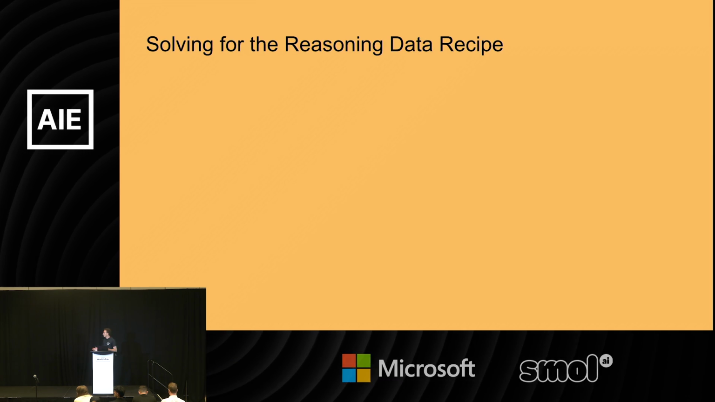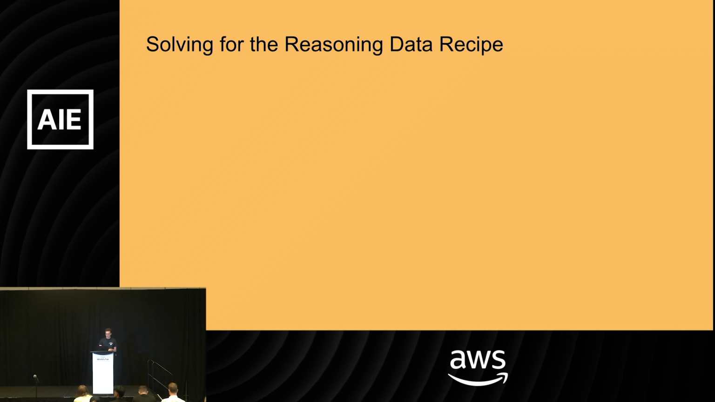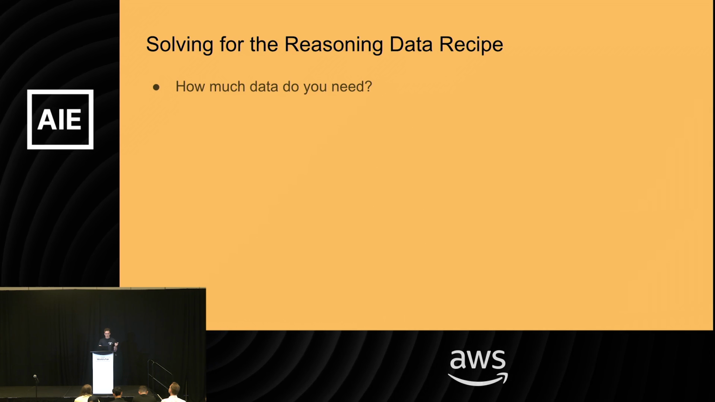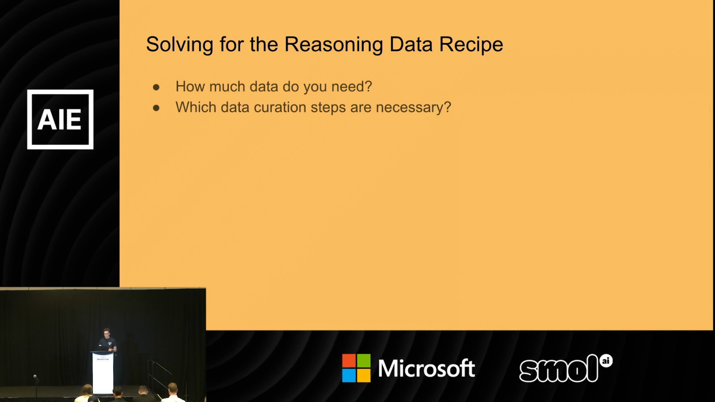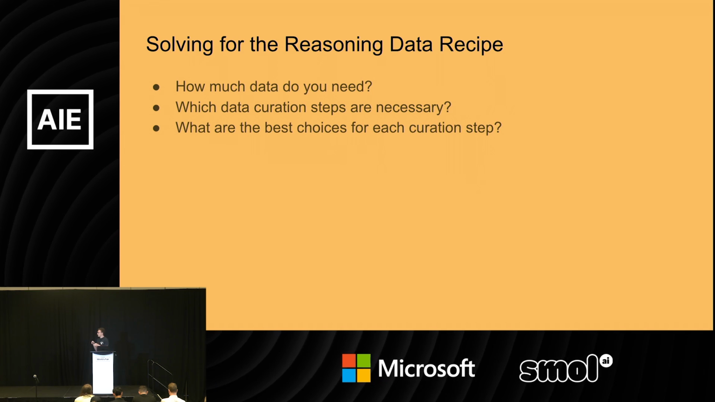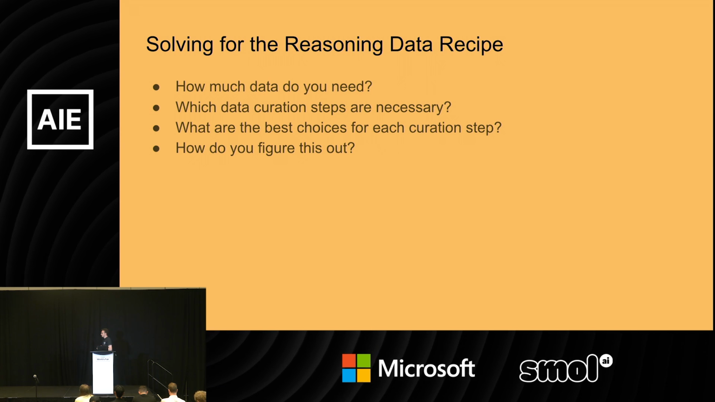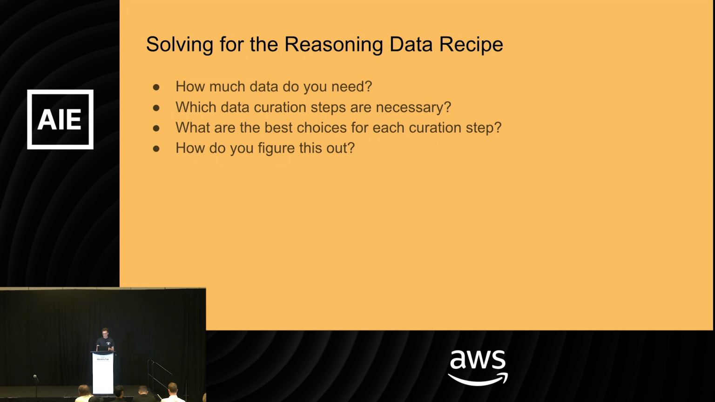Okay, great. Now, the missing link. How do we actually solve for this reasoning data recipe? There are all these questions that we had when we started. How much data do you really need? What data curation steps are necessary? What are the optimal choices for each step in that data creation pipeline? And then how do you even go about figuring all this out? And this is the meat of the OpenThoughts project.